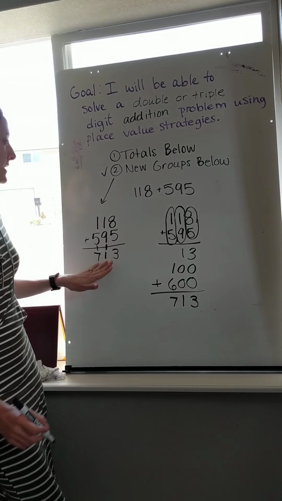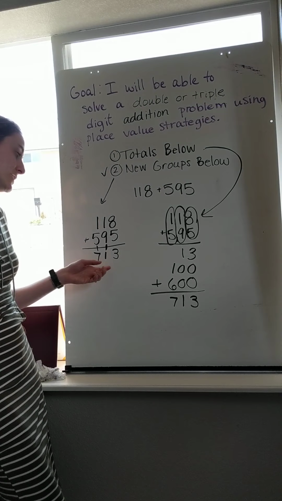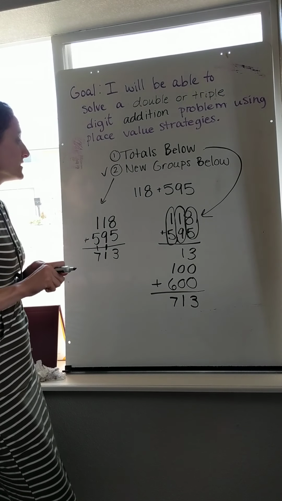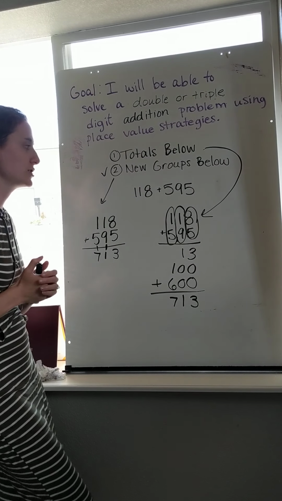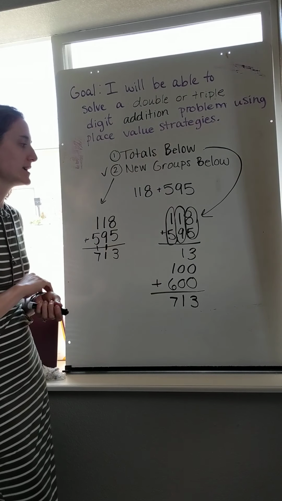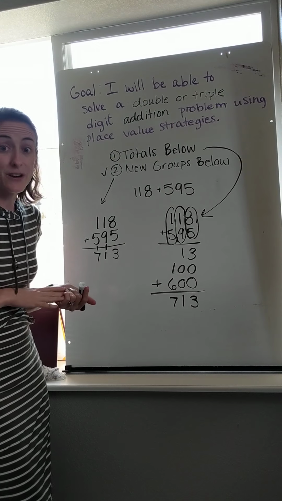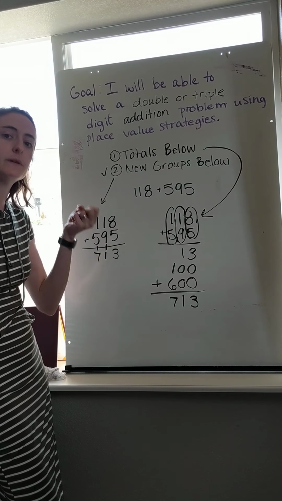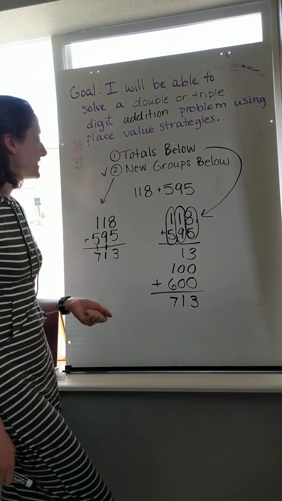With my totals below strategy, I was able to match the answer in my new groups below strategy, and they're both vertical form. So this is something that you're going to try today with some triple digit numbers of your own. You can also try the challenge problem, which has some thousands. With that problem, it's no different. You're thinking the same way, but just maybe putting some numbers together to make thousands. I'm really excited to see your work. Do your best.